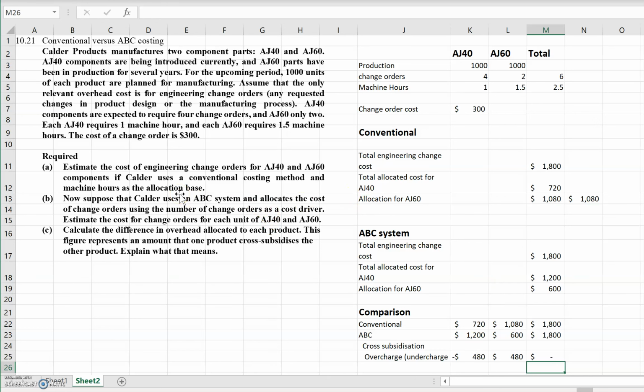It's expensive to do this because it takes a while to work out the activities and the drivers for the activities, but it's always worthwhile having a look at it when you're making a decision about whether to change the number of products that you're producing.